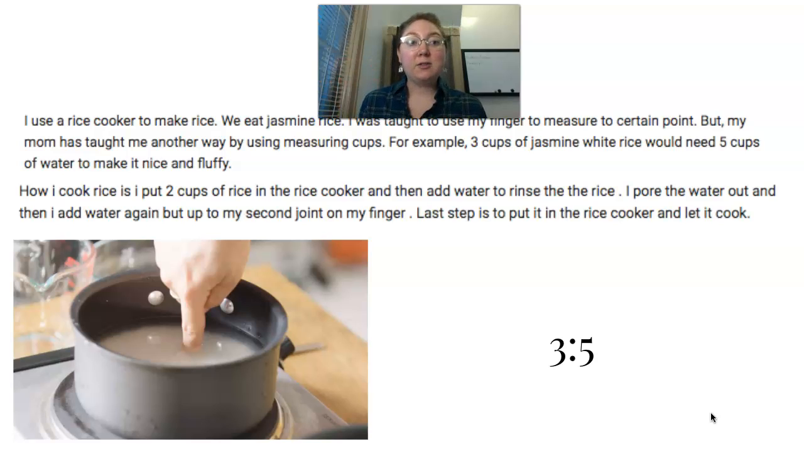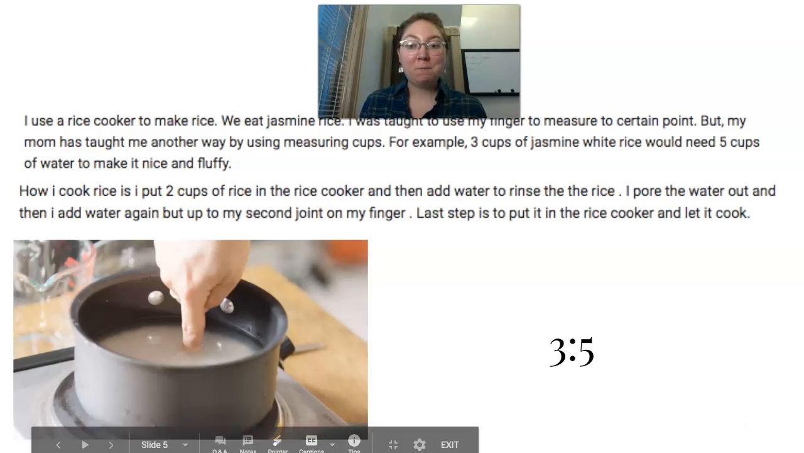But this first student uses both methods. Sometimes they use their finger, but they also said that their mom taught them another way by using measuring cups. So for 3 cups of jasmine white rice, you would need 5 cups of water to make it nice and fluffy, right? So if we were going to write that as a ratio, we would say it was 3 to 5 right here. If we're going to write it with a colon, we would write it just like that.